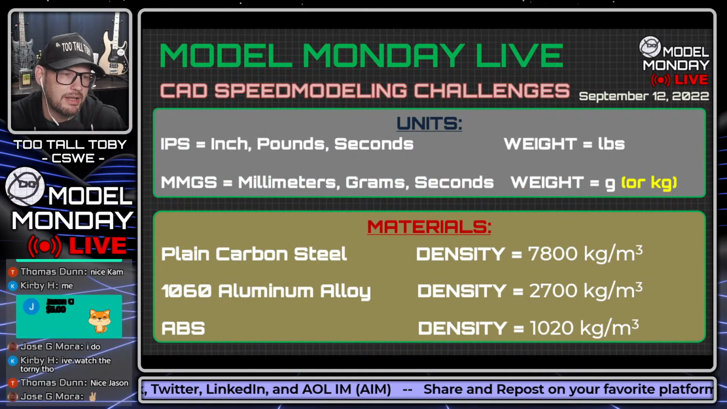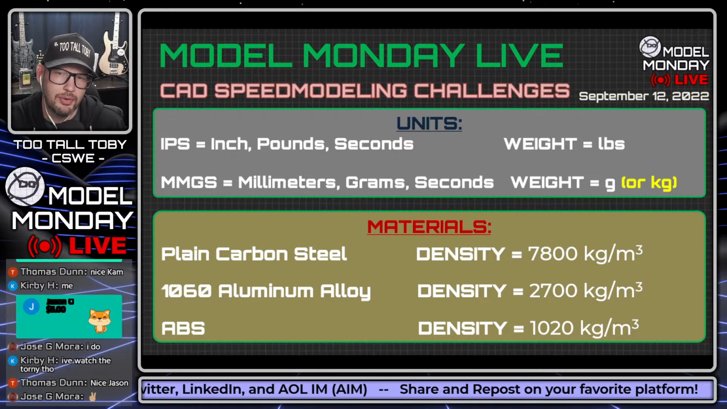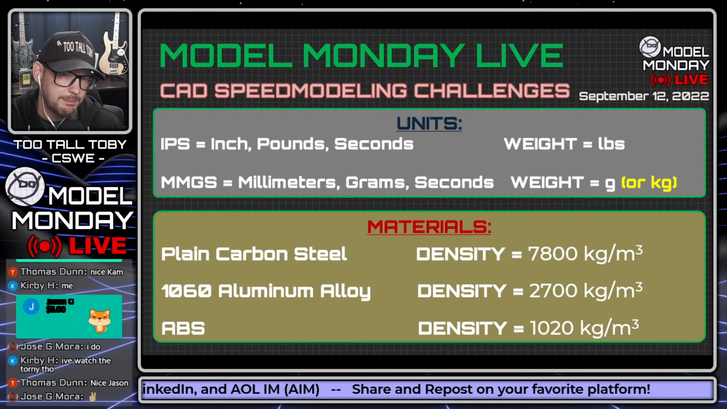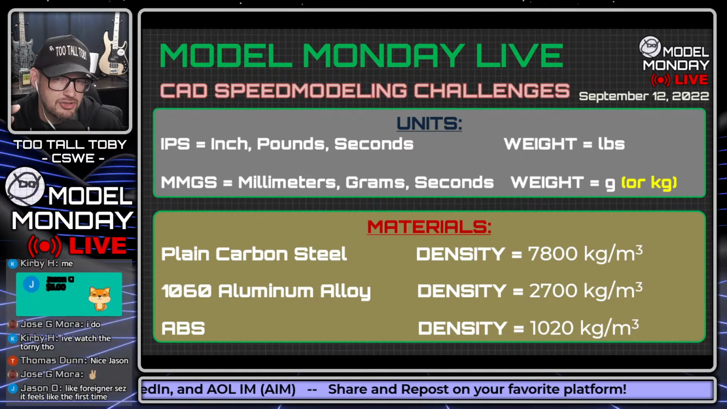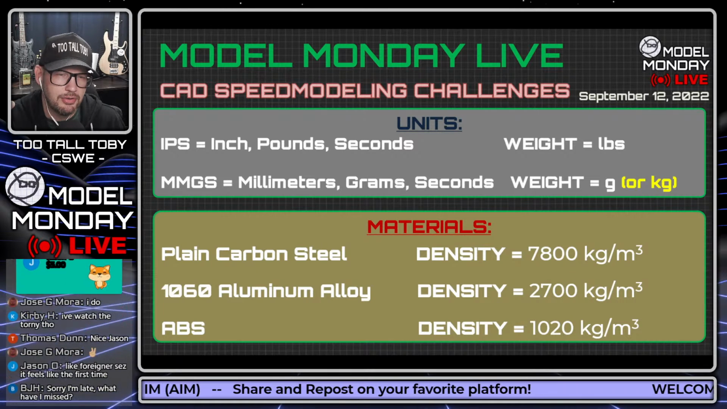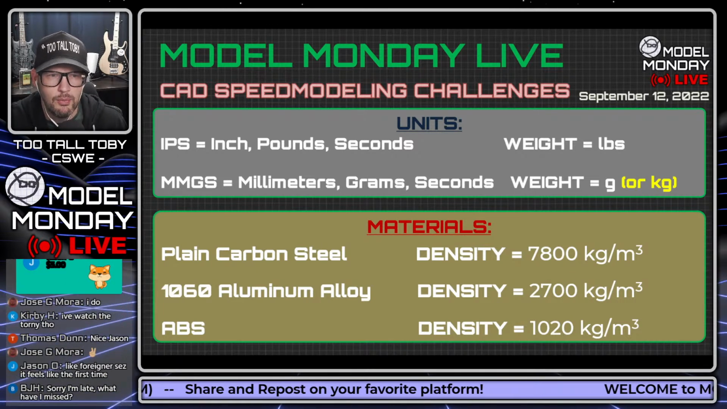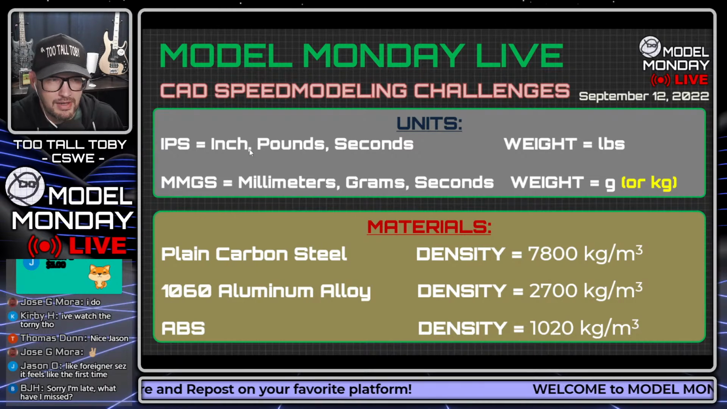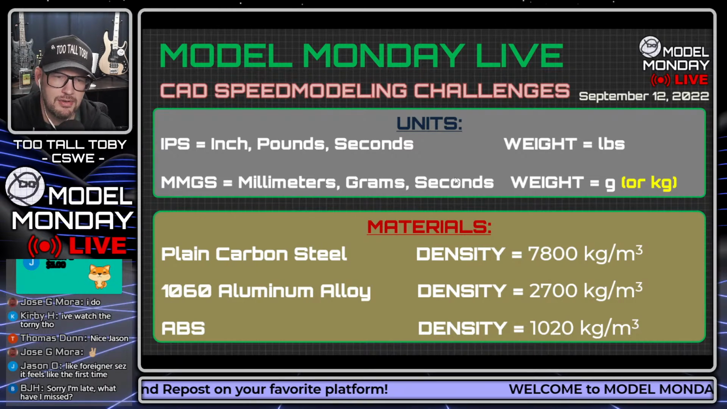And the units that we work in and the materials we work in are listed here. So if you are here for the first time, maybe use a screen capture tool like Windows Snipping Tool and grab this material information so that you will have it available. Eventually, if you start doing these often, you'll probably want to make a template or add these materials to your materials library. It's always one of these three materials, and it's always either IPS or MMGS for the units.